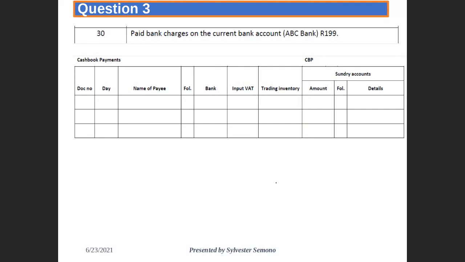So the next one we said CBP. I think it was only this one on the 30th. Without wasting time, there's no source document. I'm going to put the 30th here. Please tell me what to write under name of payee. Remember, name of payee is the same as, sometimes they will call it details. Don't be confused. Same as the details.